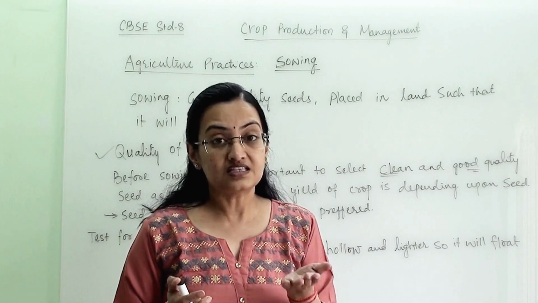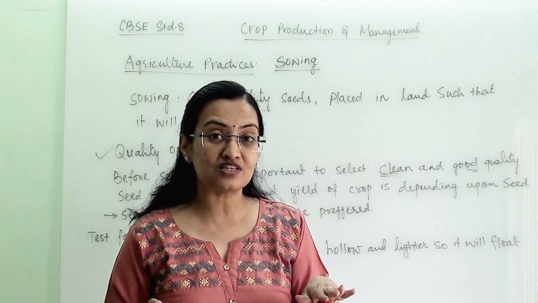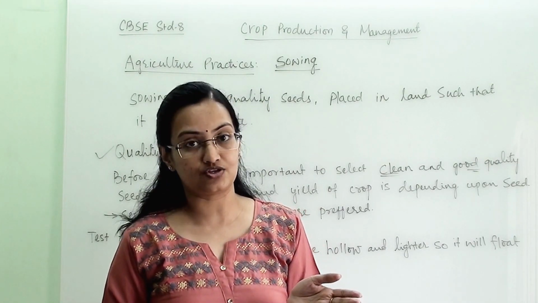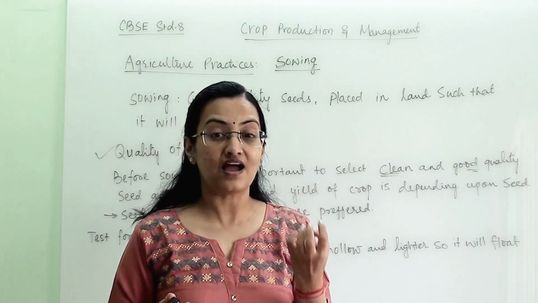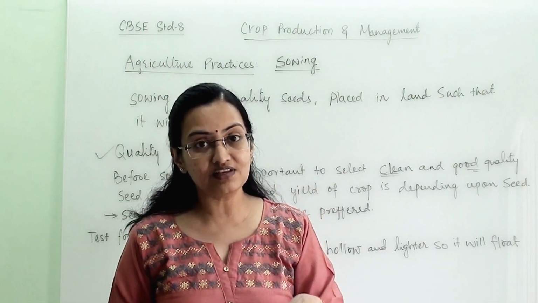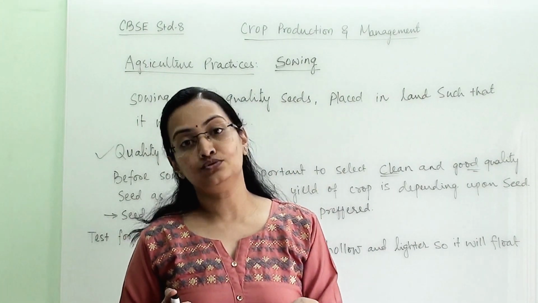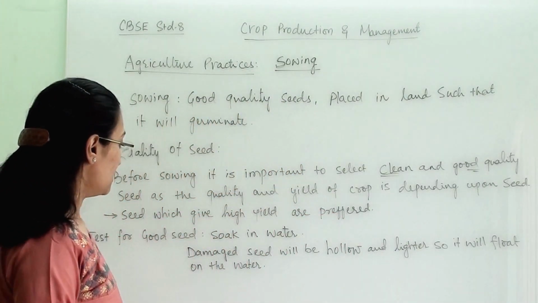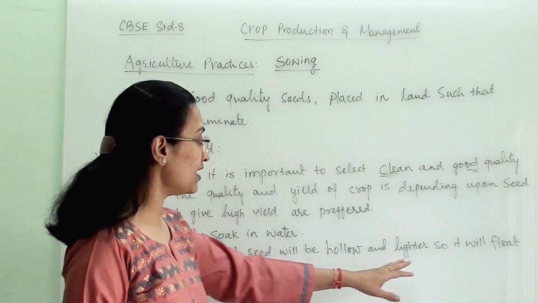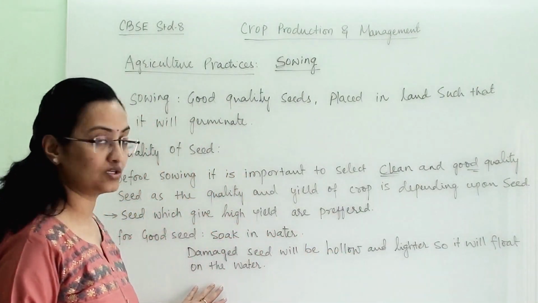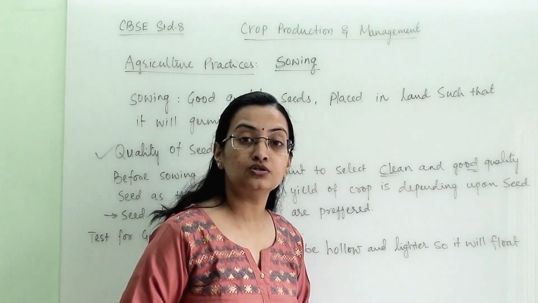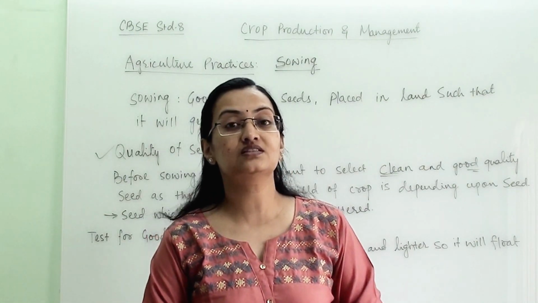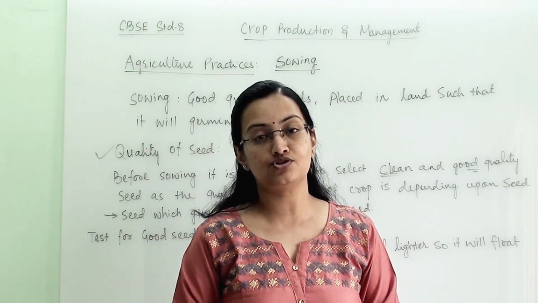If seeds are floating on the water, that means they are not good for cultivation. And if seeds are heavier and healthy, they will sink down into the water. That means they are healthy and good for cultivation. Damaged seeds will be hollow and lighter, so they will float on the water. So this is one test we can perform on the seeds to check whether they are proper for our cultivation or not.